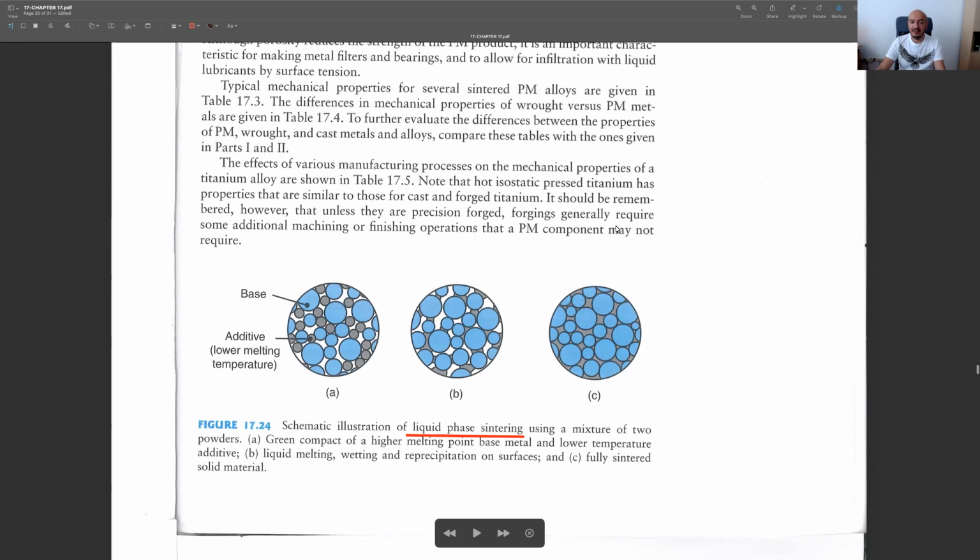And the problem is that obviously the strength of this part will be quite lower compared to the part filled with blue powders only. If you have blue and gray powders together, or additives, then its strength will be lower compared to the fully blue case.